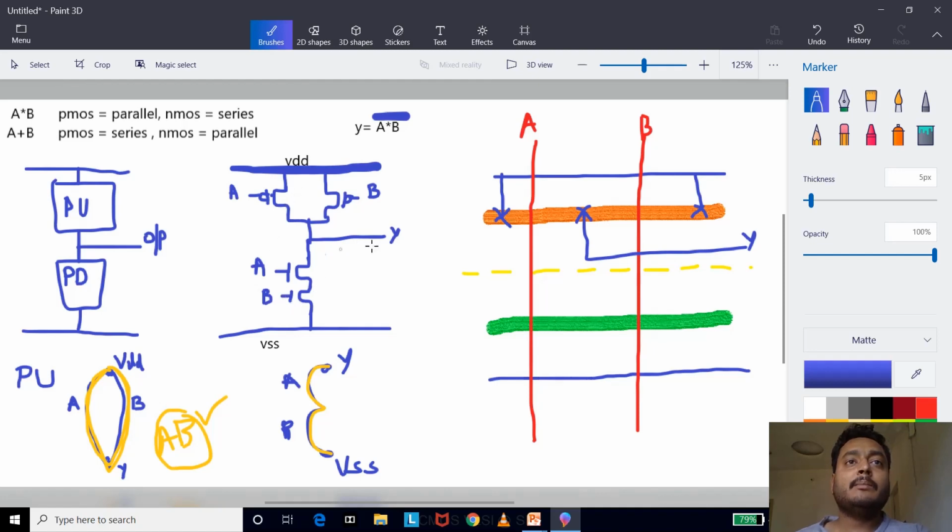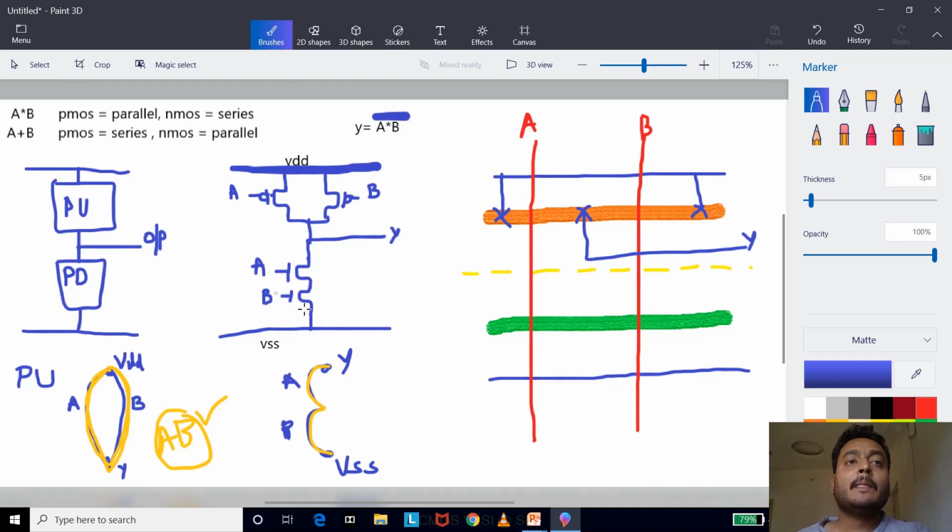So I'll come to the pull down network. Similar to this, I will first check the connection for VSS, then the connections for output, and then any intermediate connections. Coming to the VSS part, here B is connected to VSS. And one more thing: this can be interchangeable. Here this can be B and this can be A. It's also correct, it's not a wrong way. This can be interchanged.